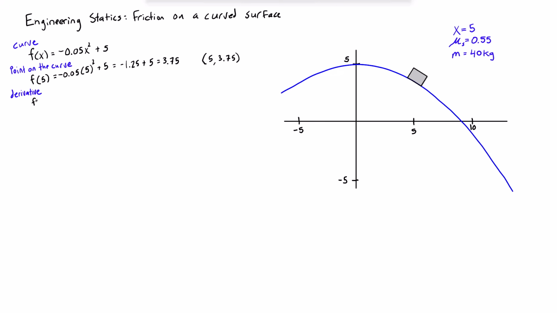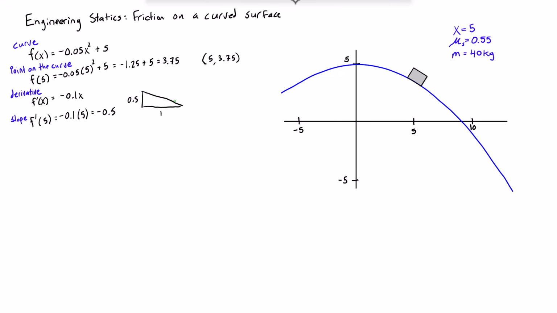So that is just f prime of x, and we just have to apply the power rule to each term, so we're going to have negative 0.1x as the derivative. The next thing that we want to do is plug in 5 to find the slope, which is negative 0.5 at this point, where x is 5 and y is equal to 3.75. So a slope of negative 0.5 means that we drop 0.5 for every one that we go across.